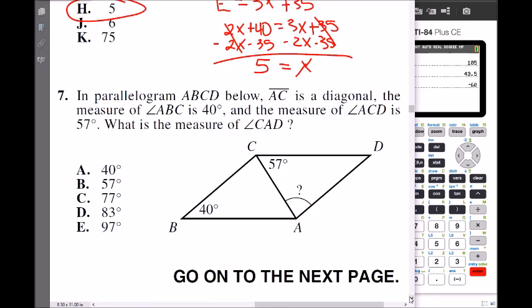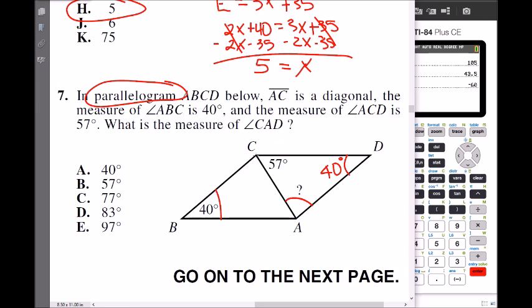7. In parallelogram ABCD below, AC is a diagonal. Most of the time, if you get this, you don't have to read the rest because they usually mark the units on the diagram. So now the question is, what is the angle of CAD? So what do you do? For a parallelogram, opposite angles are equal. So 40, 40 there, opposite angles.